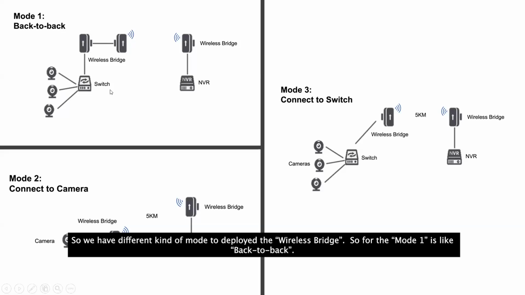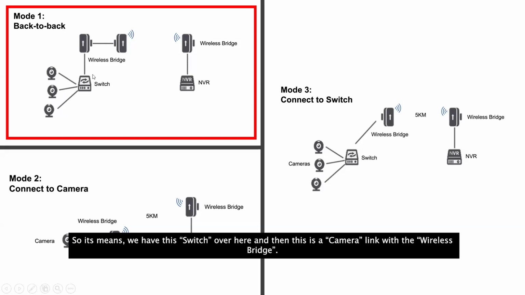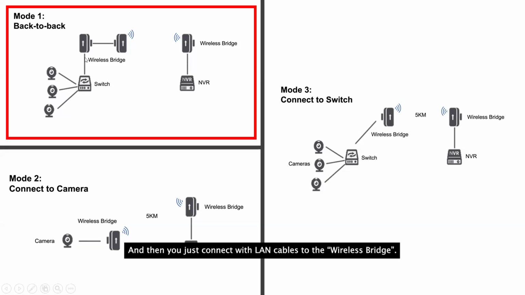The first is mode 1, back to back. It means that we have this switch over here, and then the cameras link to a wireless bridge, and then this wireless bridge connects with a physical cable to this, and then it will pass the signal back to the wireless bridge, like another pair.